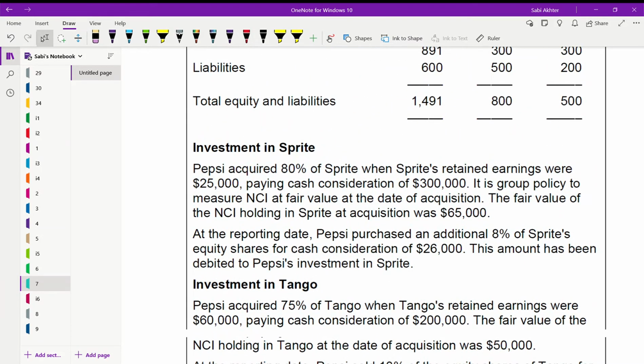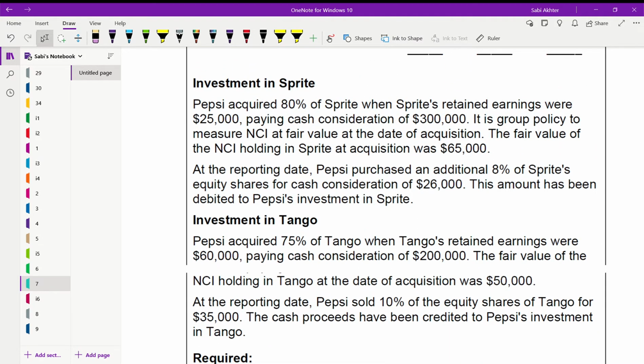So let us go through the investment in Sprite. Pepsi acquired 80% and retained earnings was 25,000 of Sprite. This is the purchase consideration. NCI at fair value, and this is the fair value of NCI, 65,000. They purchased additional 8%, that means from 80 to 88%, for 26,000. This amount has been debited to Pepsi's investment in Sprite.